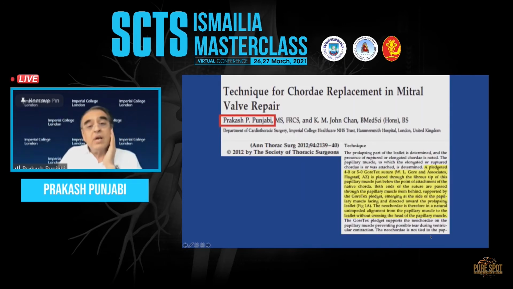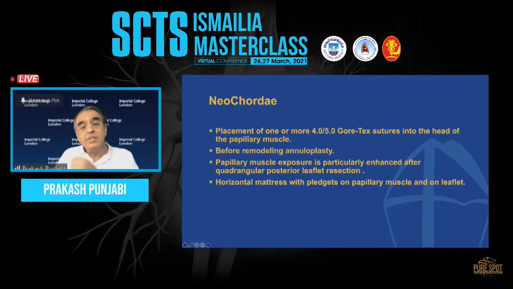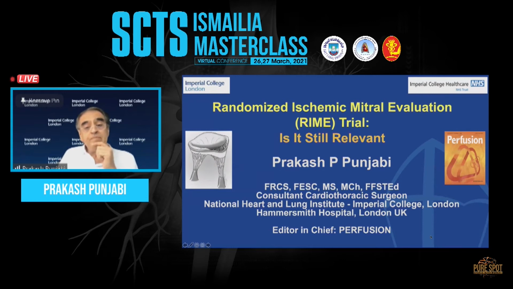Like I said, this is our technique that we published way back, and we've got a large number of results on our technique. We use one or more 4-0 or 5-0 Gore-Tex sutures into the head of the papillary muscle. All of this is done before the remodeling annuloplasty. If we are doing any kind of excision, then of course you use that space. But the unique thing about us and our technique is that we use horizontal mattress with pledgets on the papillary muscle and on the leaflet.